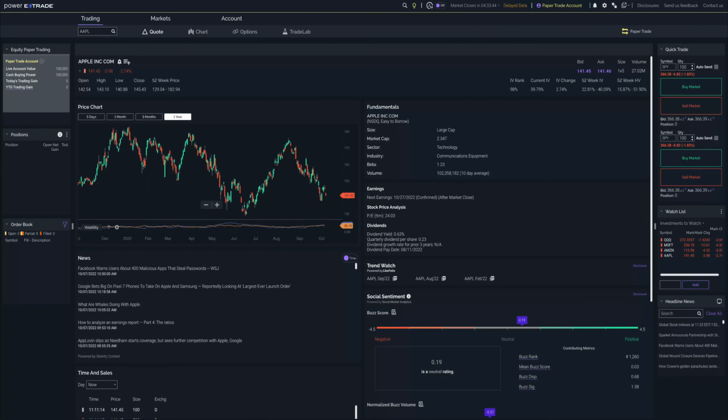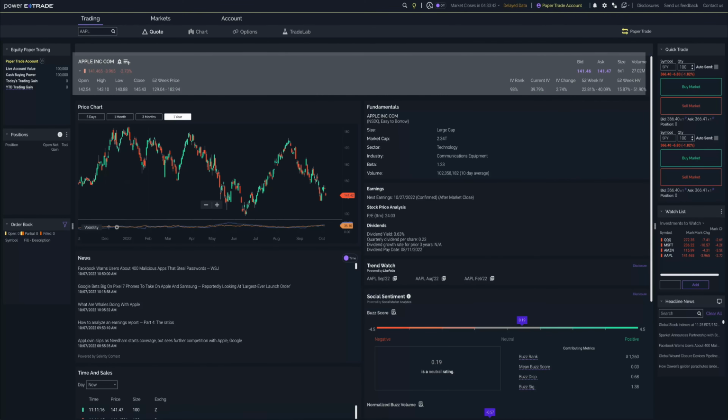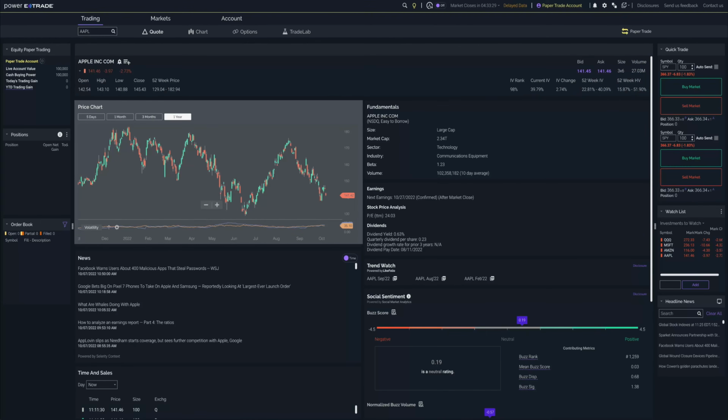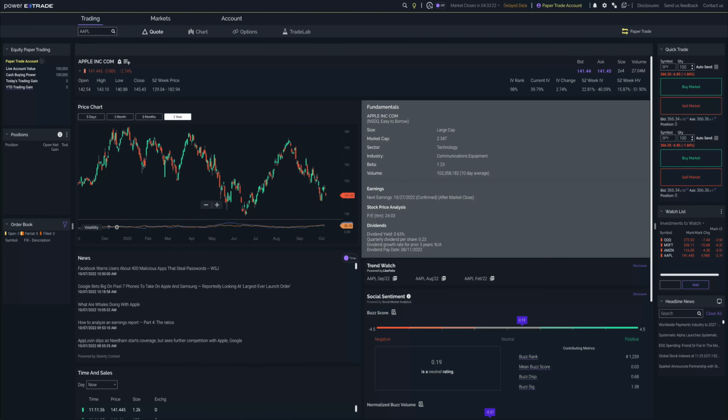On the top bar, you have the quote, which gives you information about the Apple stock, open price, high and low of the day, close price of the previous day, and the 52-week price. On the left side of that box, you can see the bid and ask price as well as the volume of the day. Then we have a small chart which can go from 5 days to 1 year, and next to it the fundamentals such as market cap, sector, industry, beta, and the 10-day average volume.